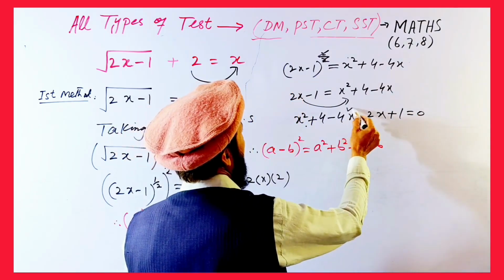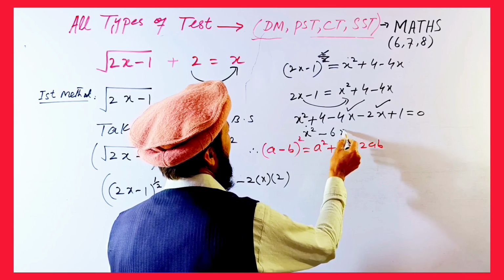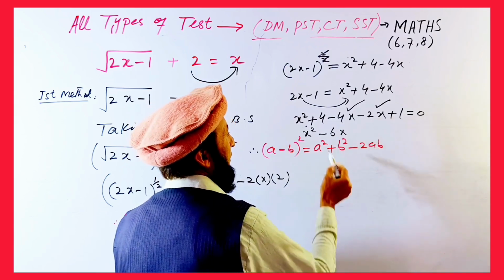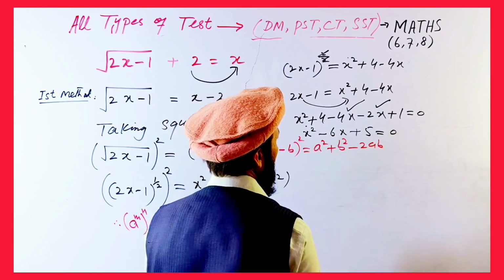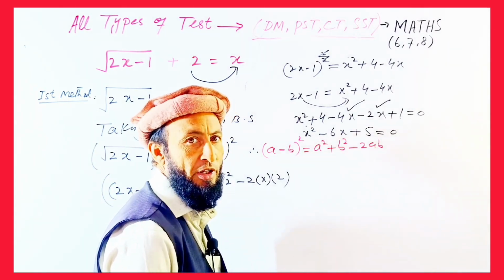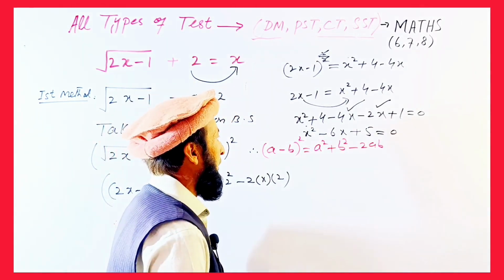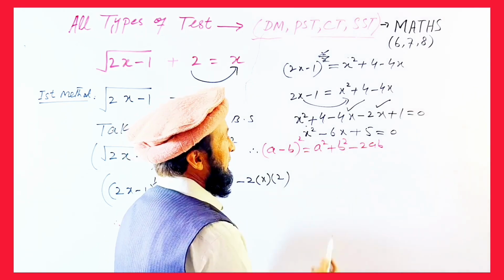Now look here, we arrange like terms: x square minus 6x, plus 4 plus 1, we get plus 5, equal to 0. Now there are three methods: factorization method, completing square method, and quadratic formula. The factorization method is very simple here.